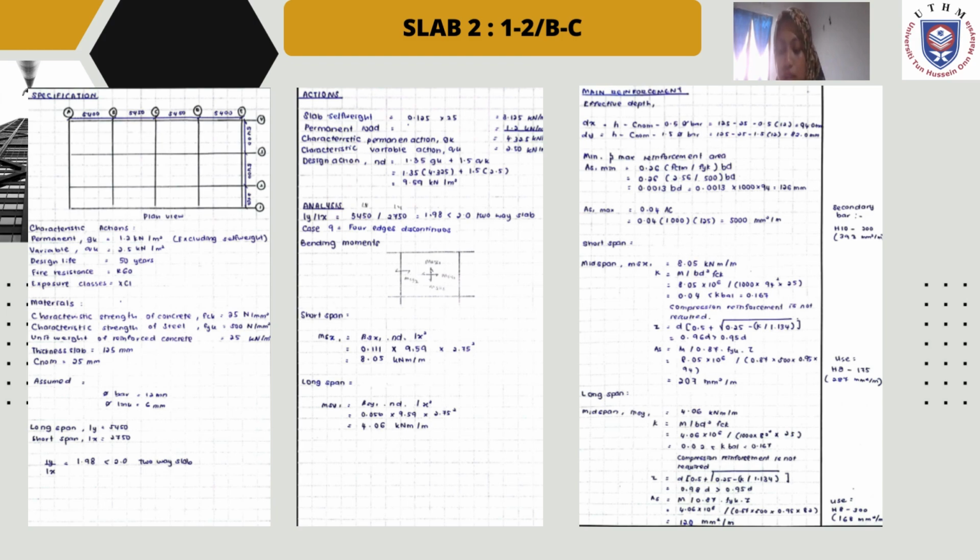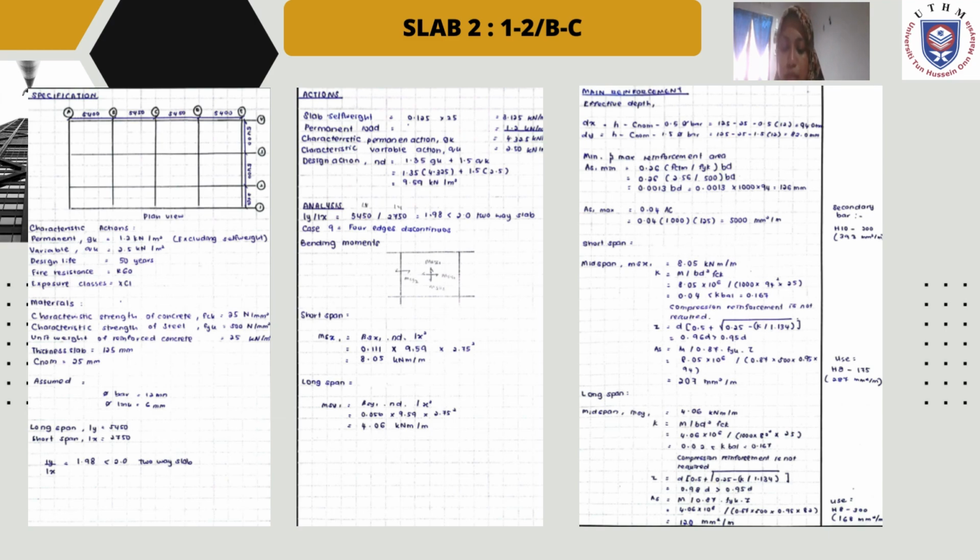Our analysis for this calculation, our case is case 9, because of edges discontinuous. For our bending moment, we only have one value for short span, which is 8.05 kilonewton meter per m, and for long span also one value, which is 4.06 kilonewton meter per m. For our main reinforcement, our effective depth is quite the same as the first one: dx is 94 mm, and dy is 82 mm.